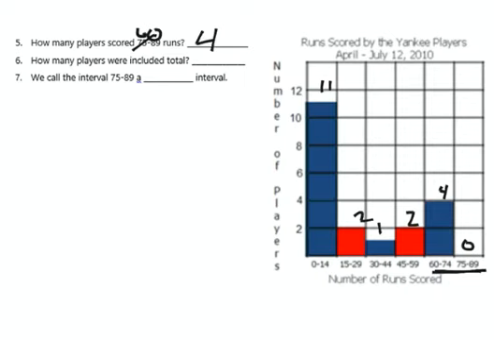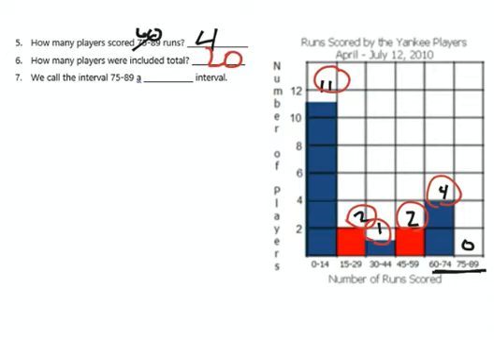Number 6, how many players were included total? That would be you just adding up all those numbers. So it's nice and easy because you already have them written at the top of each bar. So 11 plus 2 plus 1 plus 2 plus 4. What would that be? Go ahead and add that up. All right, so that should be 20 players included in this histogram.